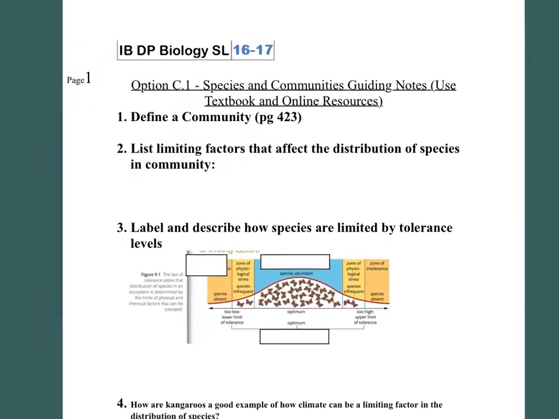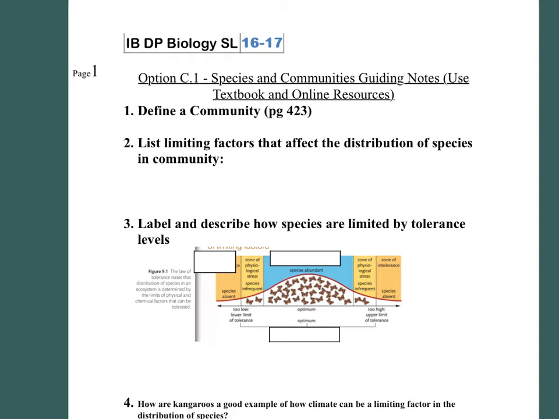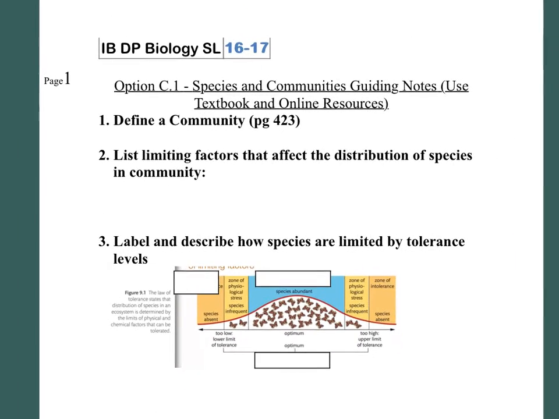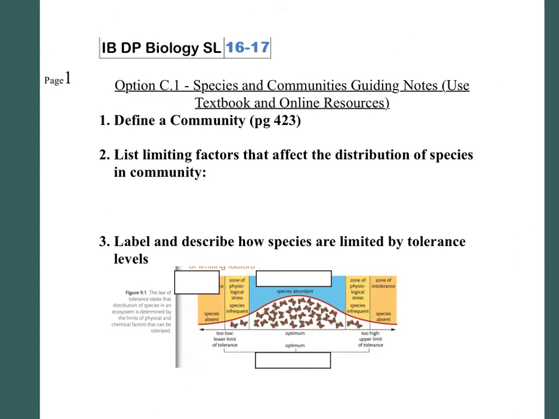So here we are. C.1 Species Communities Guiding Notes. So define a community, page 423. That's pretty obvious. How I'm going to structure this is I'm going to help you guys understand by highlighting where it is in the textbook. So I'm going to look in the textbook and define a community.